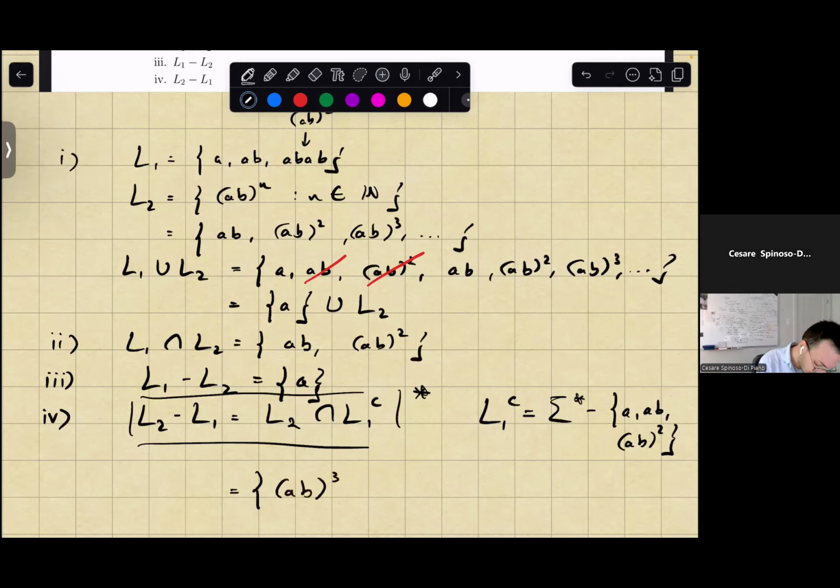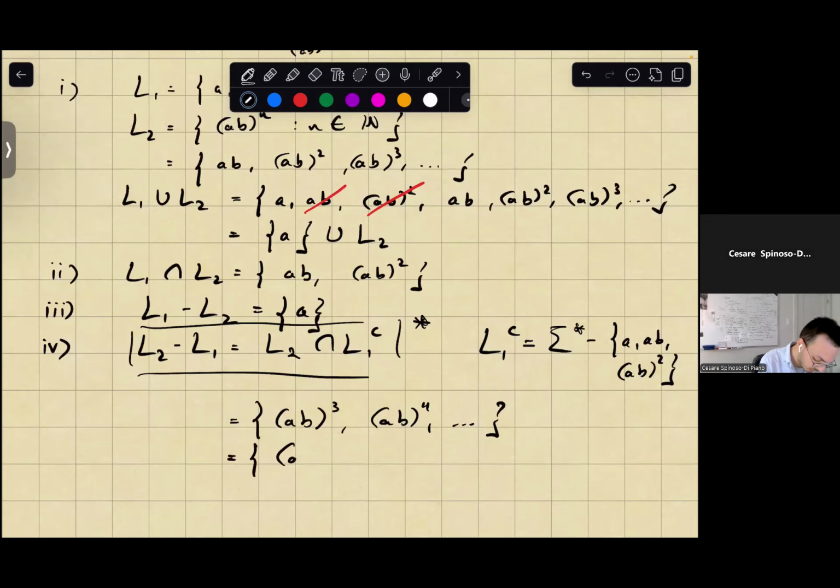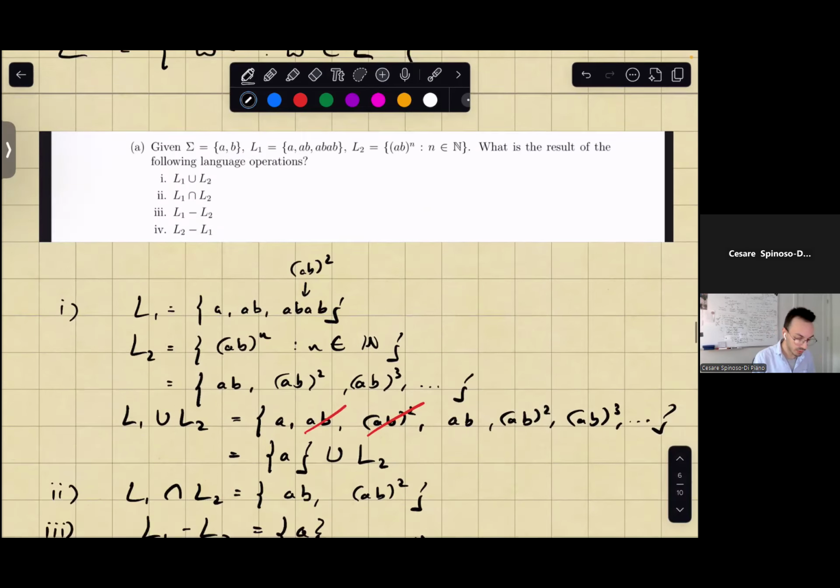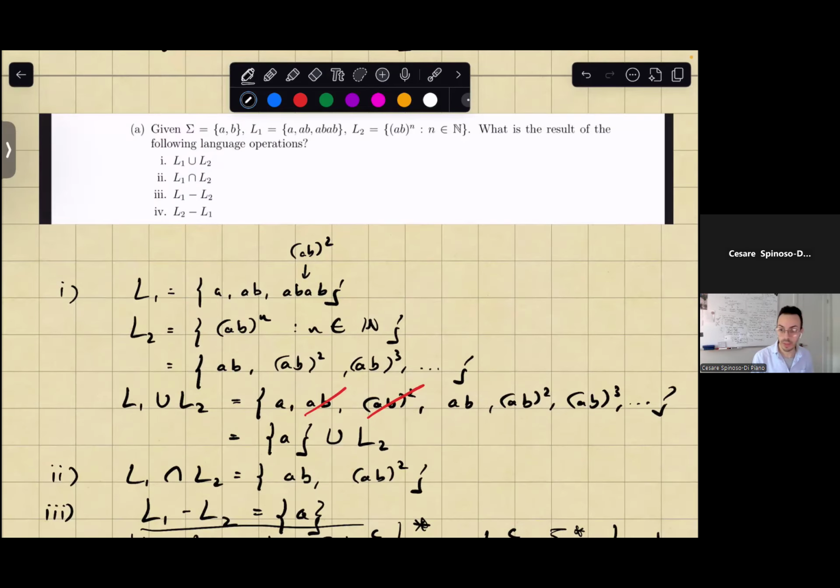And so I can write this a bit more compactly as AB power n, where n starts at 3 and n is an integer. Okay, so that solves this exercise on language operations.